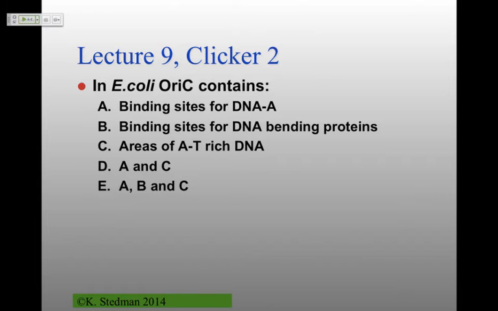Second question, in E. coli, oriC contains binding sites for DnaA, binding sites for DNA bending proteins, areas of AT-rich DNA, A and C, or A, B, and C.